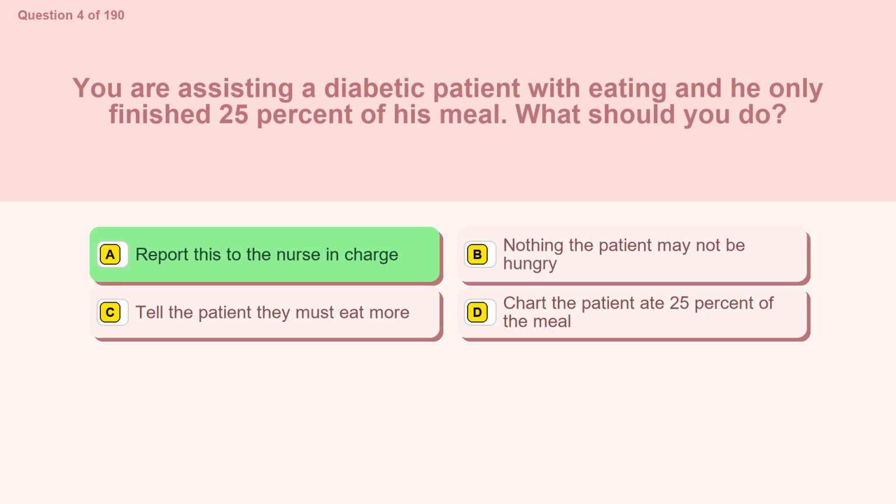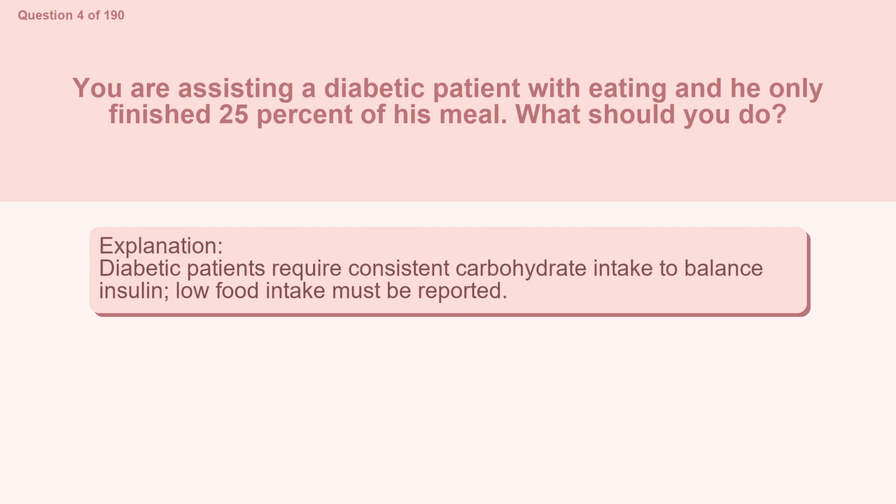The correct answer is option A. Report this to the nurse in charge. Diabetic patients require consistent carbohydrate intake to balance insulin. Low food intake must be reported.